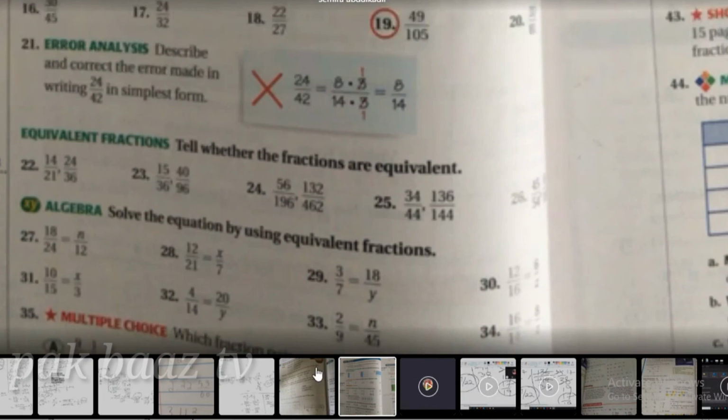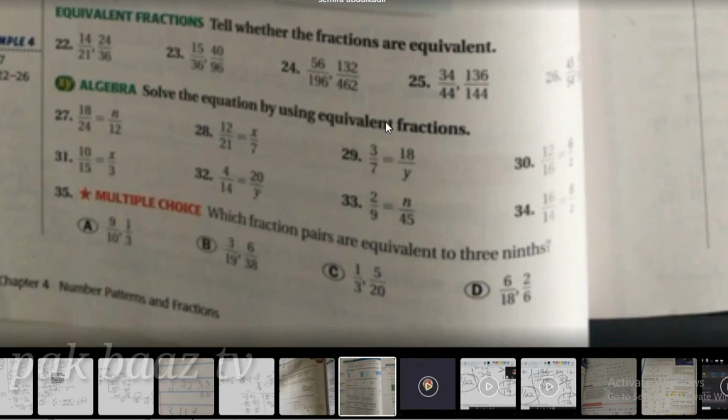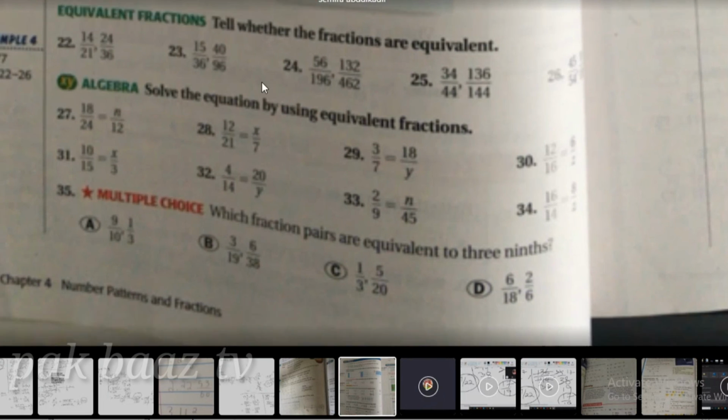In the next class, we will discuss question number 35, A, B, C, D, fourth part. But till then, you have to practice from question number 3 to question number 34. I will check it. I will ask about this. Did you practice it or not?